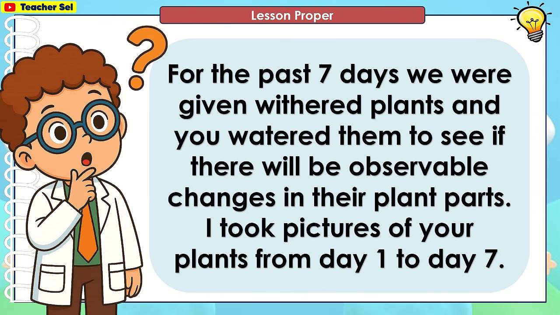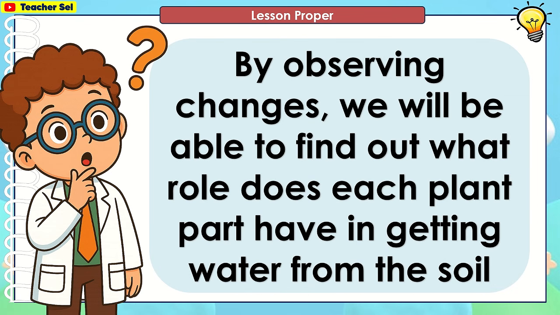For the past 7 days, we were given withered plants and you watered them to see if there will be observable changes in their plant parts. I took pictures of your plants from day 1 to day 7. By observing changes, we will be able to find out what role each plant part has in getting water from the soil.